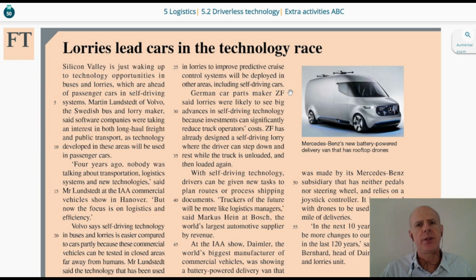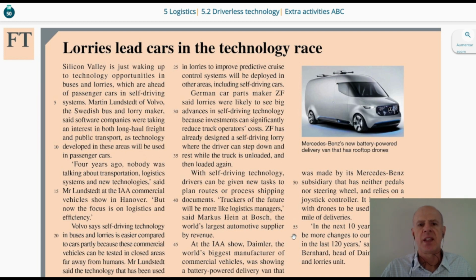German car parts maker ZF said lorries were likely to see big advances in self-driving technology because investments can significantly reduce truck operators' costs. ZF has already designed a self-driving lorry where the driver can step down and rest while the truck is unloaded and then loaded again. With self-driving technology, drivers can be given new tasks to plan routes or process shipping documents. "Truckers of the future will be more like logistic managers," said Markus Hein at Bosch, the world's largest automotive supplier by revenue.